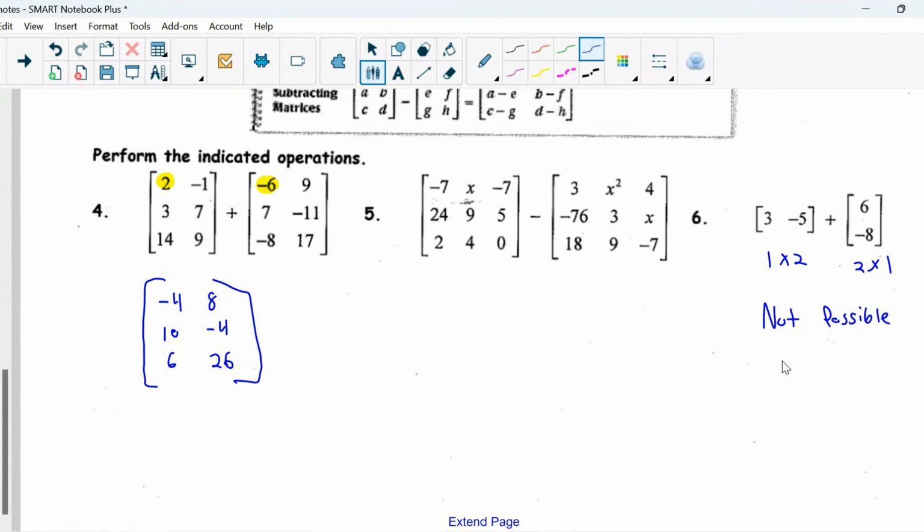And then if you need an explanation, because the matrices have different dimensions. Okay, the matrices must have the same dimensions in order to add or subtract. All right, we'll save number 5 for class, but give it a try on your own.